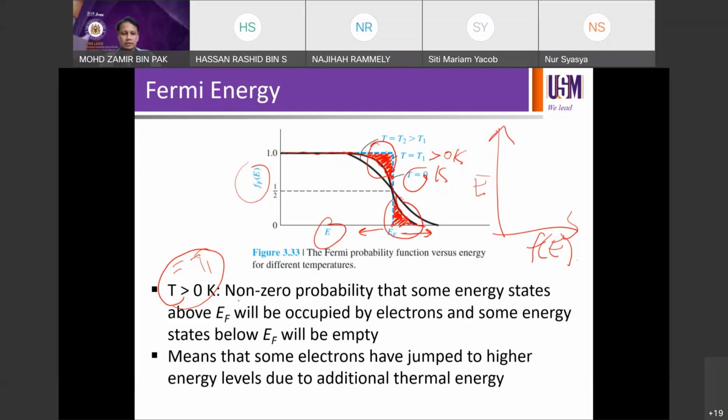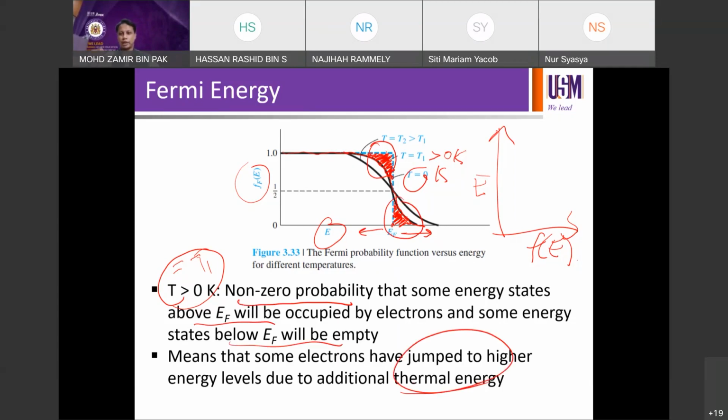So you can see the probability is no longer zero of finding electrons at energy higher than EF because they are now thermally excited. Above EF will be occupied by electrons, and some energy states below EF will be empty as a result of the thermal excitation, right? So some electrons have jumped to higher energy levels due to additional thermal energy, or the thermal excitation.